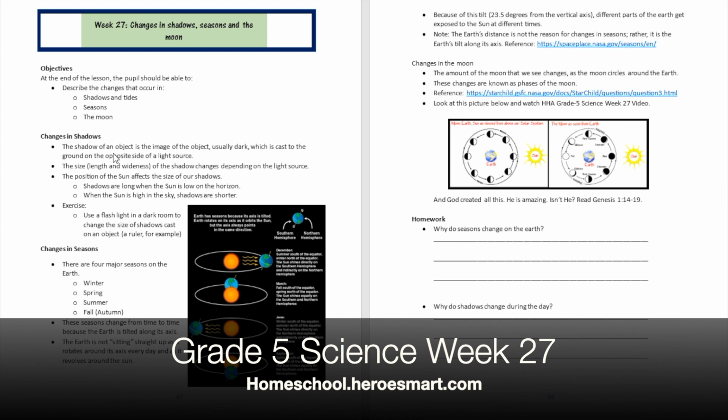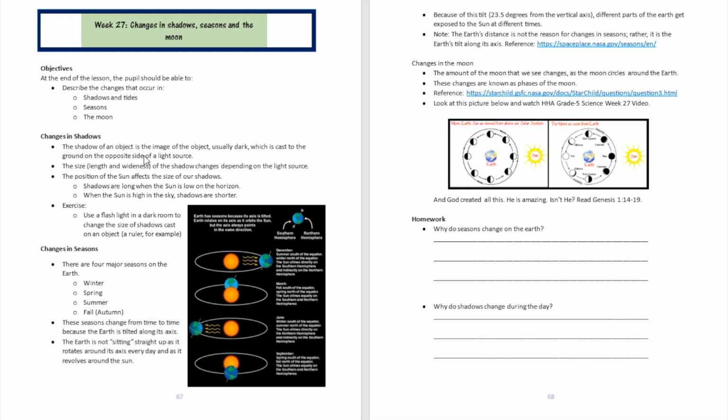Alright, so let's talk about shadows, for example. The shadow of an object is the image of that object, usually dark, which is cast to the ground on the opposite side of a light source. How many people have seen shadows before? I bet you've seen a shadow before.